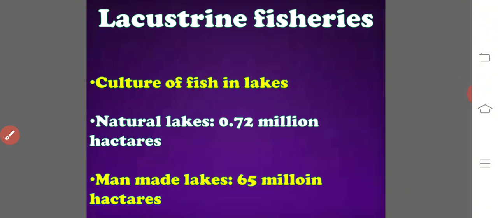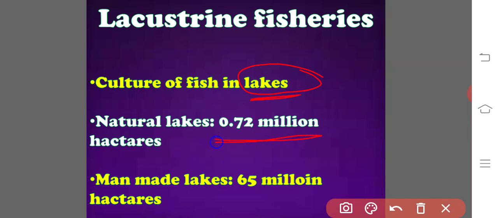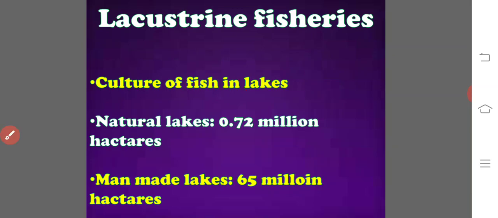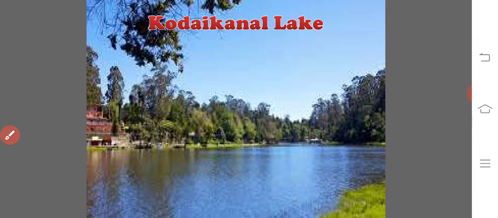And then we come to lacustrine fisheries. These are fishes grown in lakes; lacustrine means lake. Natural lakes in India cover about 0.72 million hectares, and man-made, constructed lakes cover about 65 million hectares. Then, coming to an example of lacustrine culture, it is a fish lake of Kodaikanal.